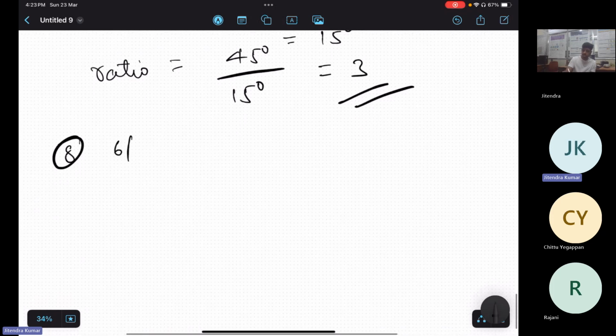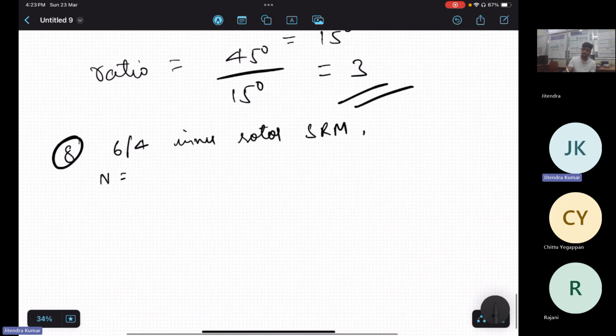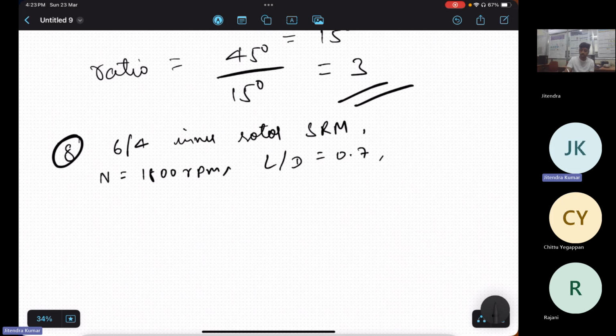So, a 6 by 4 inner rotor SRM. Rated speed is 1800 RPM. Again, L by D is given as 0.7. So you know what you will have to calculate. You'll have to calculate the bore diameter. That is why this parameter is generally given. Now magnetic loading and electric loading are also given.